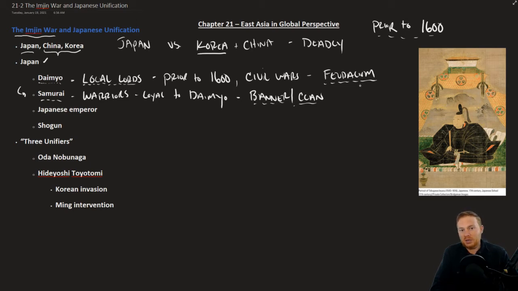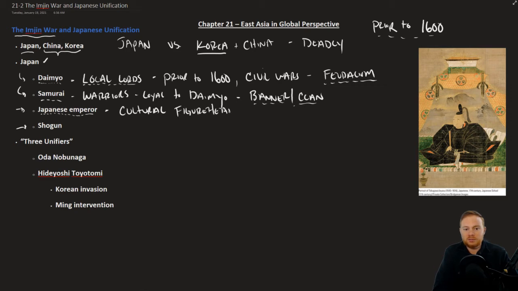At the same time, though, there were two other positions that were above the daimyo, and that was either the emperor or the shogun. The emperor was a hereditary system, so passed on by birth, that dated back hundreds of years. The Japanese emperor, though, was not somebody who had a lot of political power, but was very important culturally. So we might say a cultural figurehead.